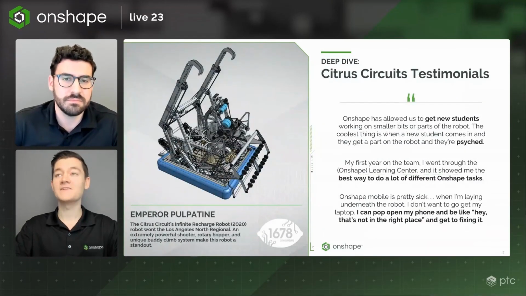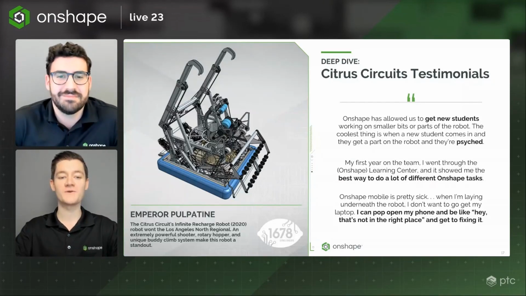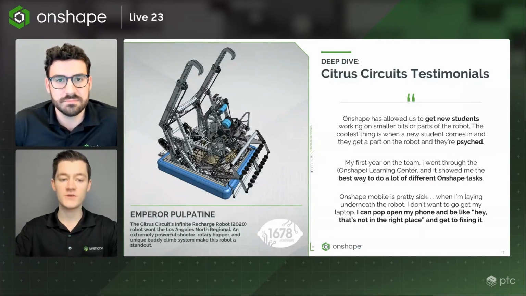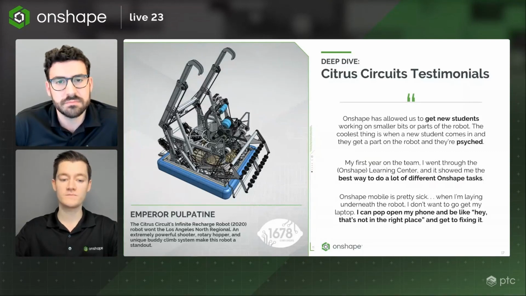Now, of course, I can sit here and tell you that the Citrus Circuits love Onshape, but it's better to actually hear it from them. So this first quote is from a design mentor and illustrates a really great point. Because Onshape can run on whatever laptop a student is able to bring to the shop, it's much easier to get new students involved in the design process and get them hooked and keep them interested. From my experience mentoring robotics teams, getting that initial spark can be the hardest part.